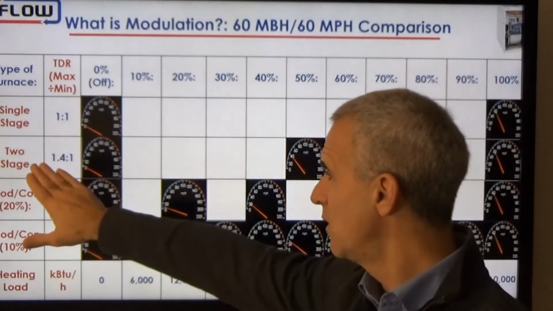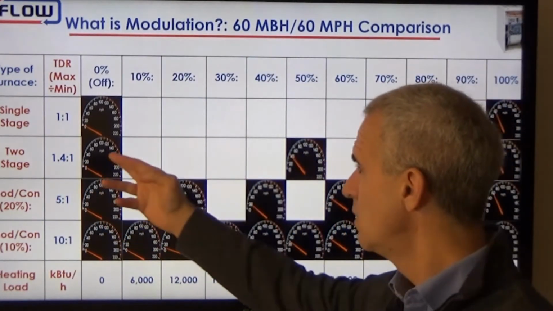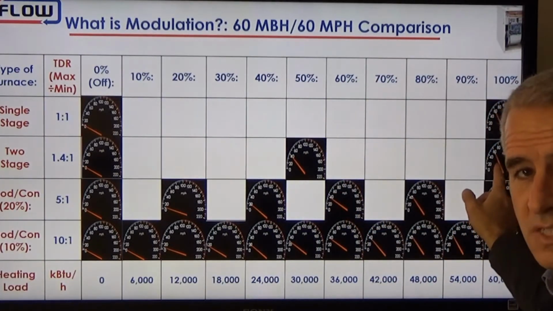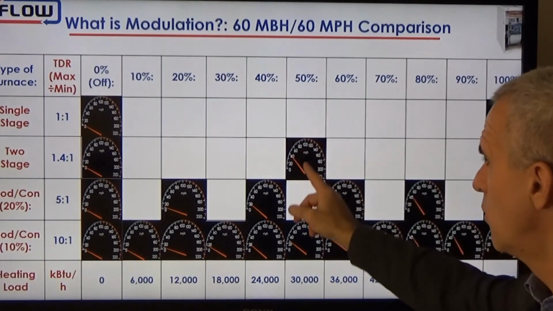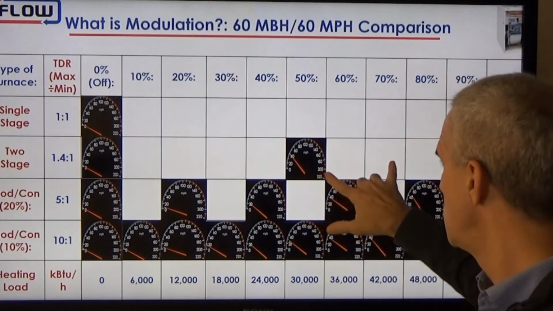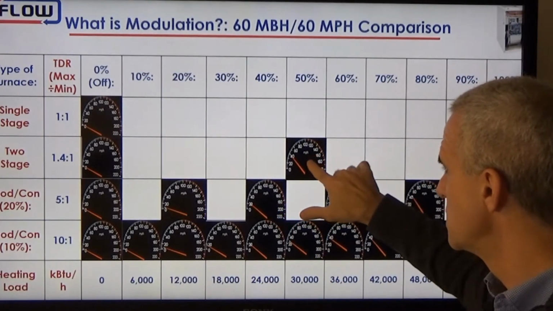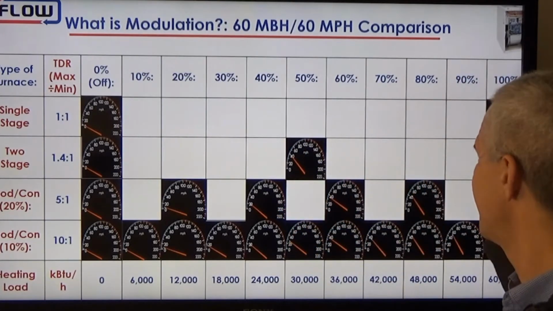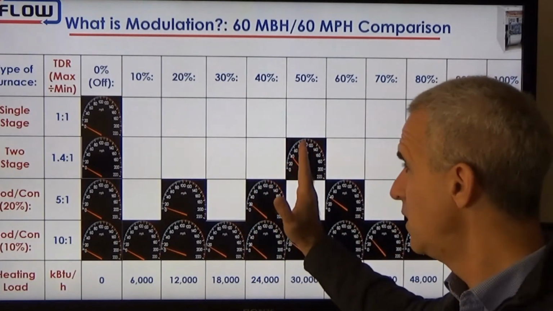A two-stage furnace gives you two speeds. So it'll run at maximum, 60,000 BTUs, or at one more speed, which is usually between 70% and 50%. So in this case, if it's a 60,000 BTU furnace, it'll operate at 60,000 BTUs or 30,000 BTUs.